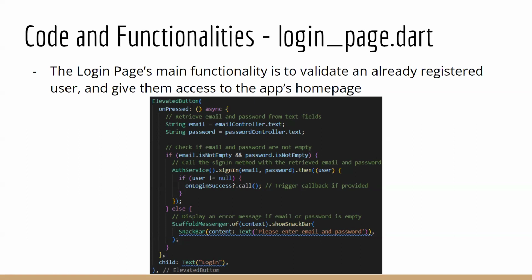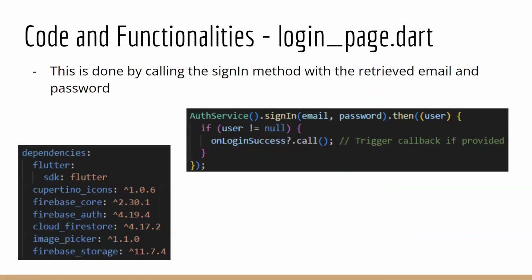You can register a new account with an email and a password. Once that's done, it'll navigate you back to the login screen. From there, you can put in your newly typed email and password, and it will give you access to the app. And then this is the code that I use.